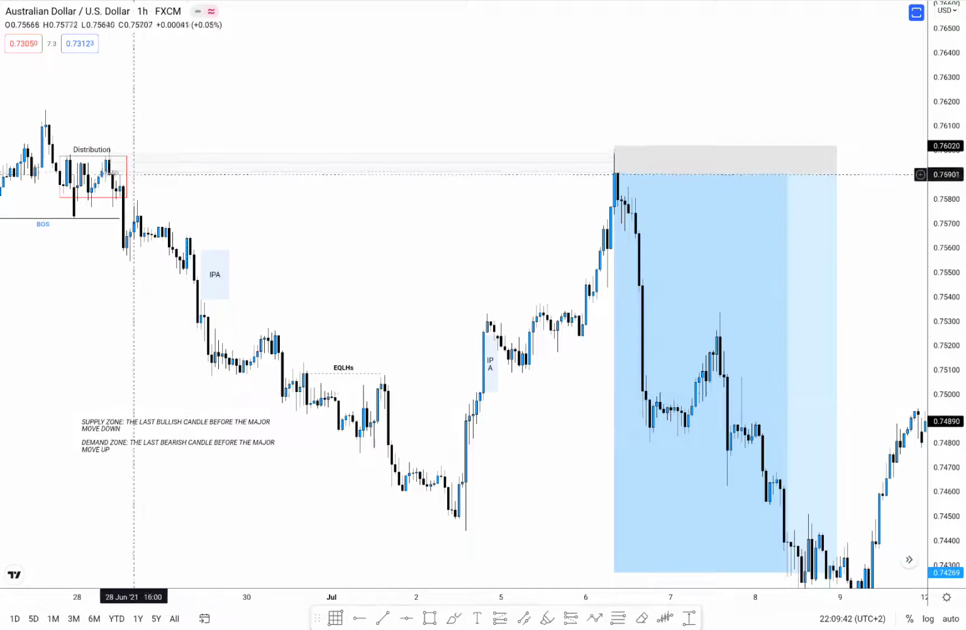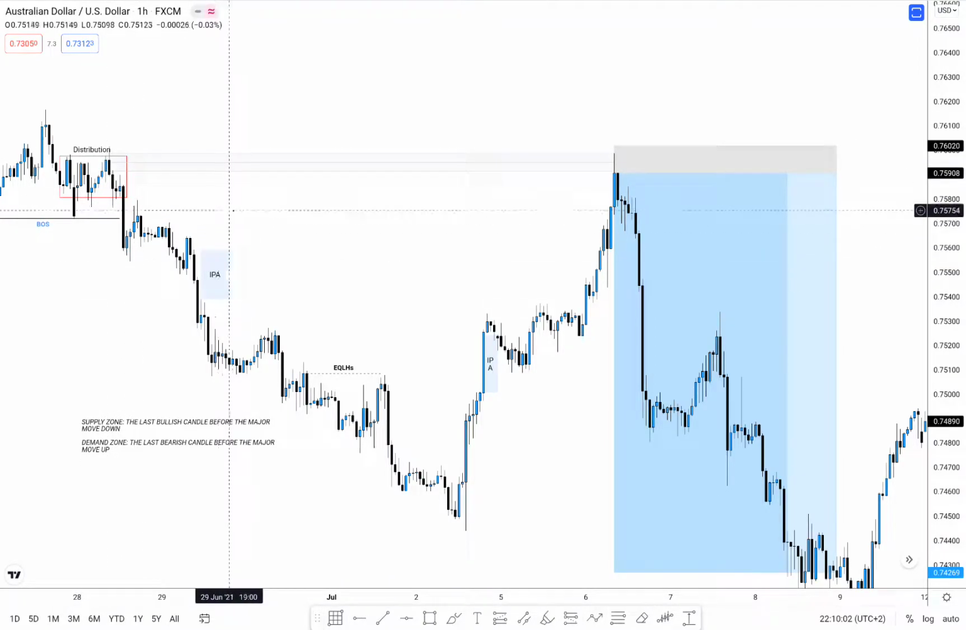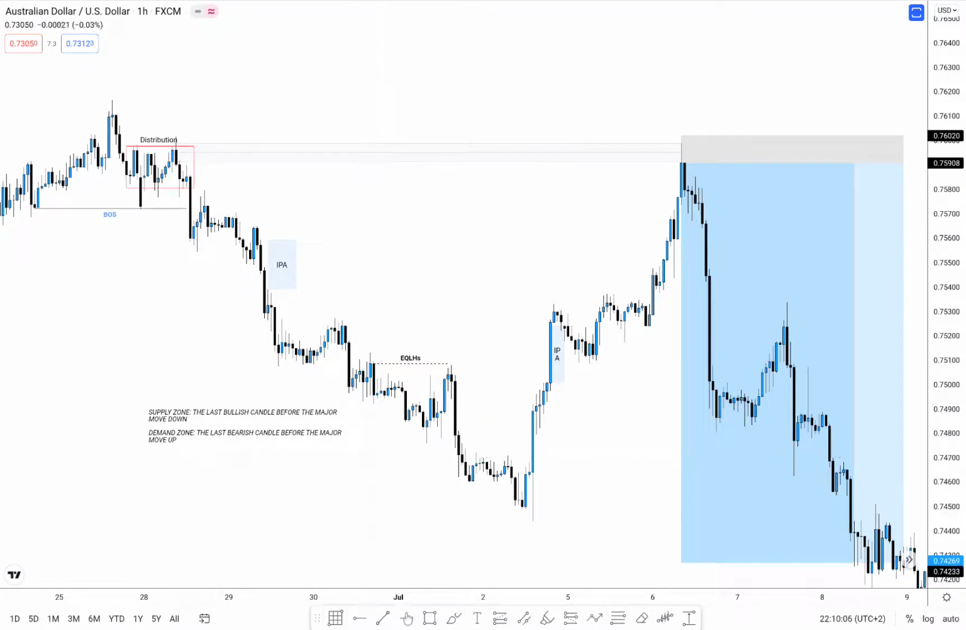So obviously here we can see we broke structure. We do have this bullish candle here, but I prefer using this one because it's at the high of this entire range. So this is the last bullish candle before the major move down. After this bullish candle was printed, look how price just suddenly started dropping, right? So price will always come back into the supply and demand zone, guys.